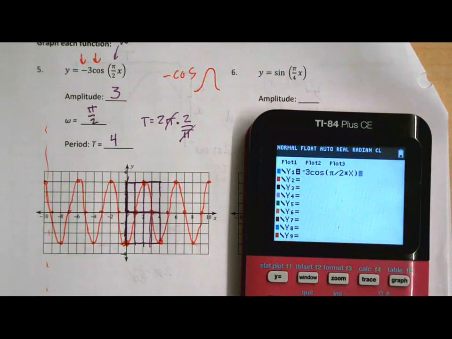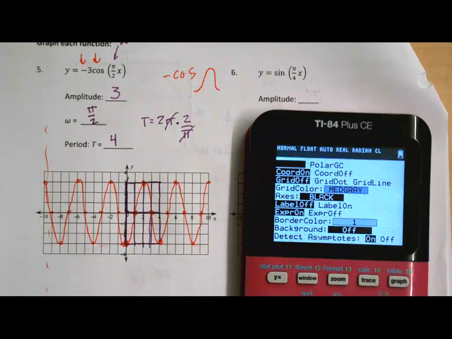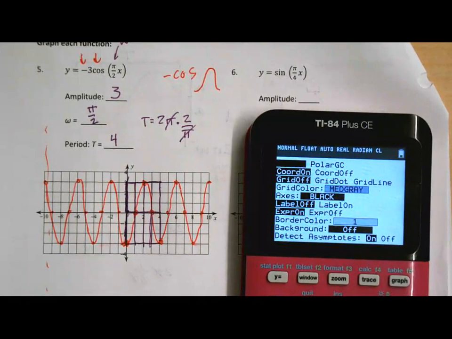Oh, there's one more thing before you graph it. Hang on, sorry, if you've already hit graph, I'll show you this. This doesn't work as well on the older calculators, but try it anyways and see if you like it. Hit second zoom. This is the graph format menu.